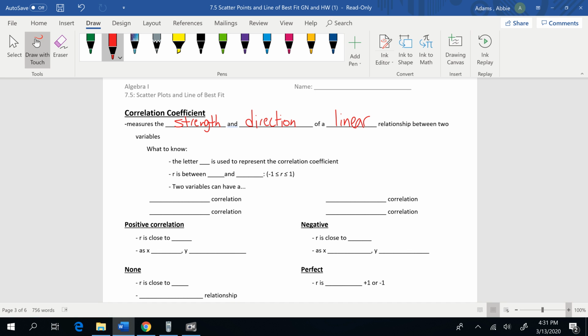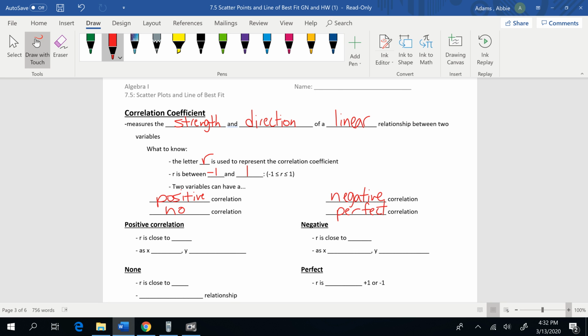The most common variables that we will be using are x and y. What do you need to know? Well, the letter R is used to represent the correlation coefficient. And our correlation coefficient is going to be between the values of -1 and +1. Two variables can have a positive correlation, a negative correlation, no correlation, or perfect correlation.